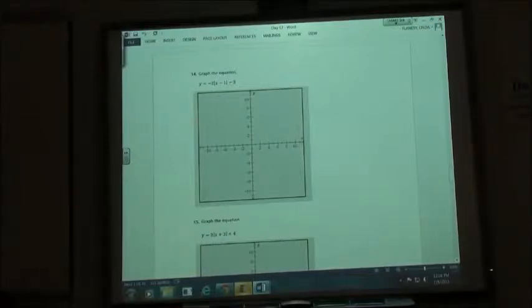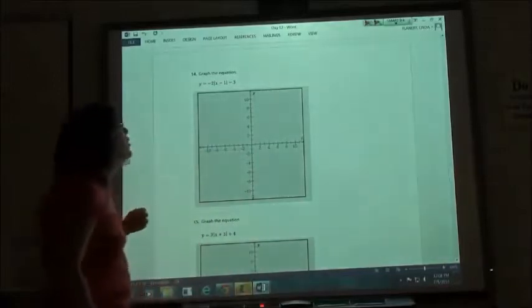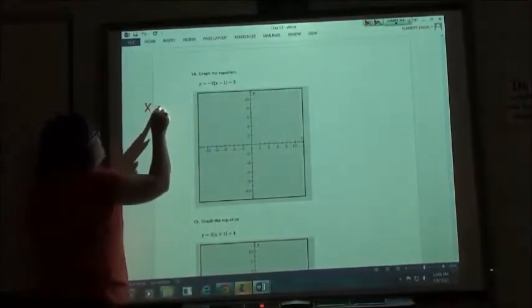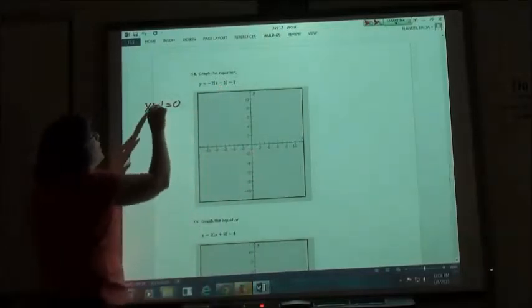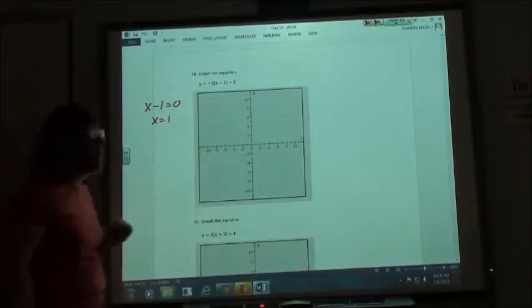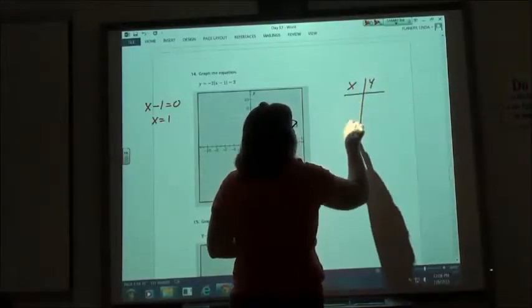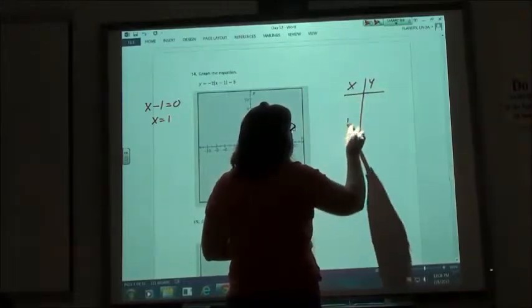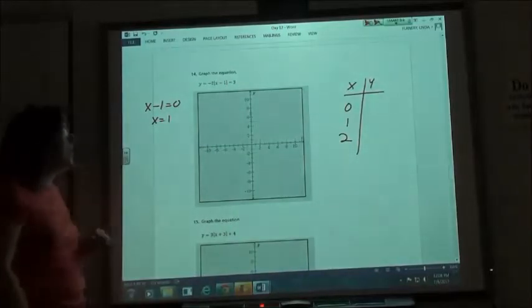So on number 14, same kind of thing. I'm doing an absolute value function. I know it's going to look like a V. X minus 1 is going to be my shift. And so when I move that over, x equals 1 is going to give me the x value of my vertex. And so in my table, 1 is going to be in the middle. And so I'm going to use 0 and 2 as the other 2 points on the sides of 1.